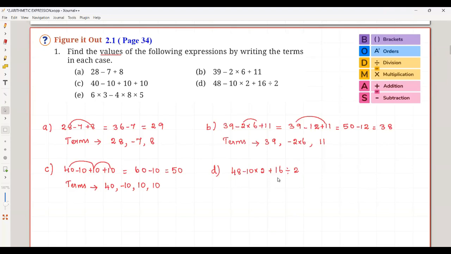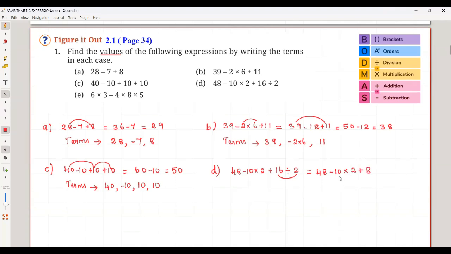Any bracket? No bracket. Next, division is coming first, so I have to do the division first. So what will come here? 48 minus 10 into 2 plus 16 by 2 is 8. So I have done the division.